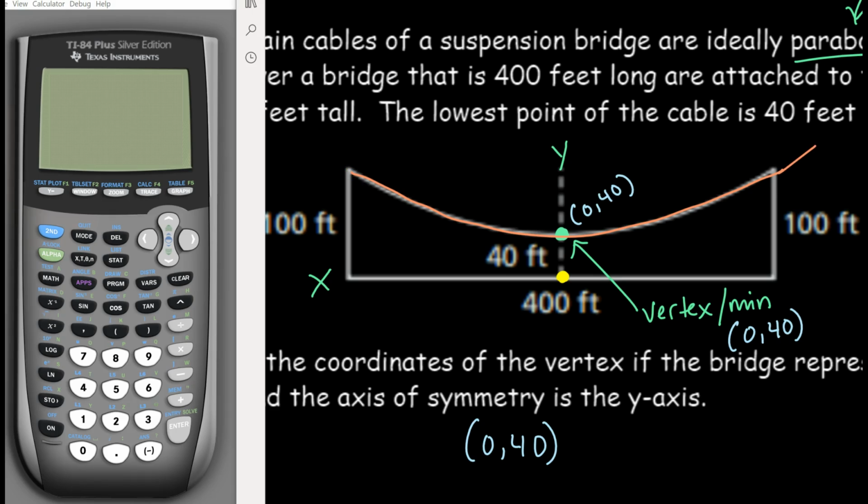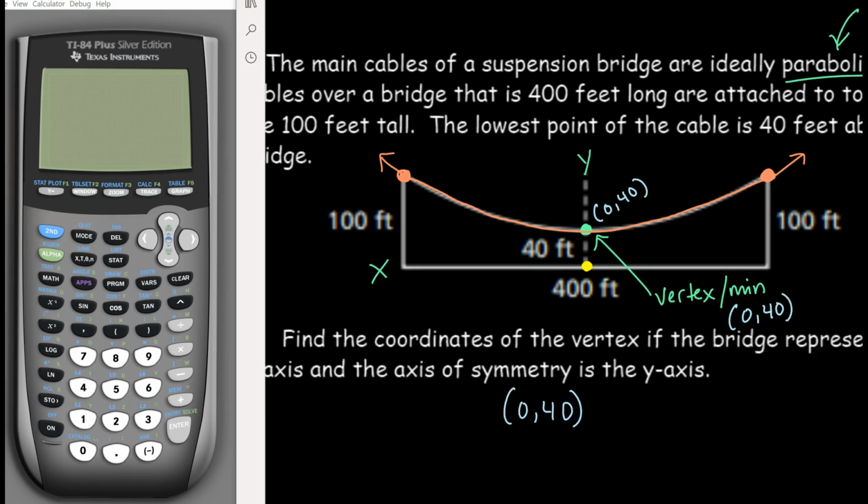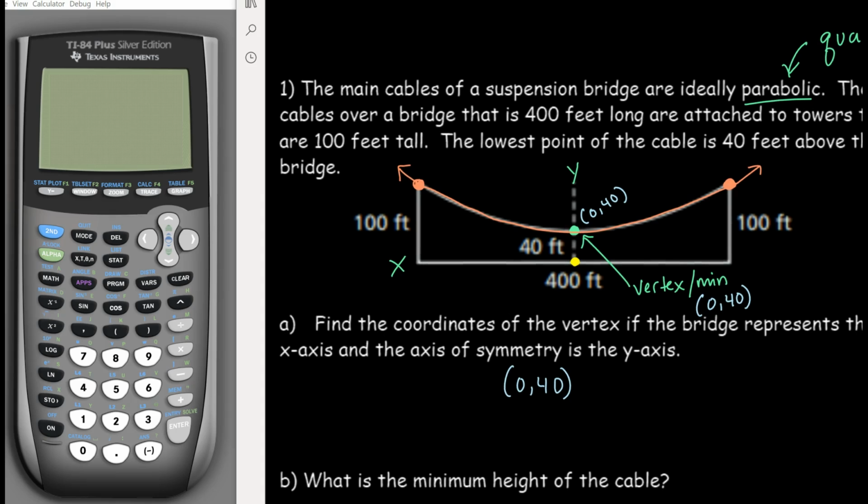0, 100? At 0, 100. So I think that you're trying to think of these points, right? These two edge points, because we know the height's 100. Yeah, but like in the middle.